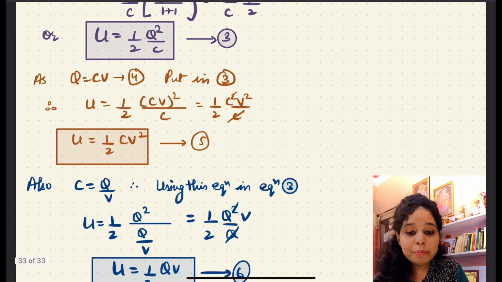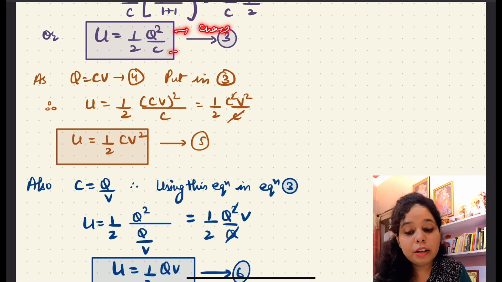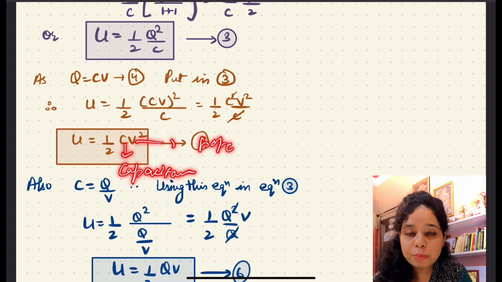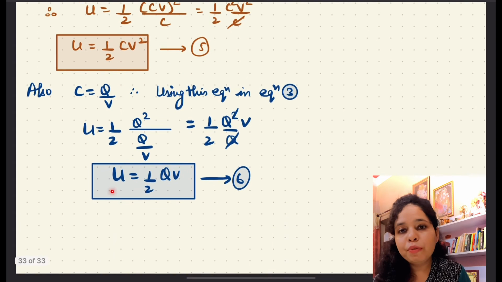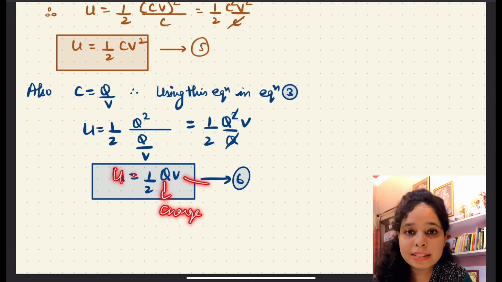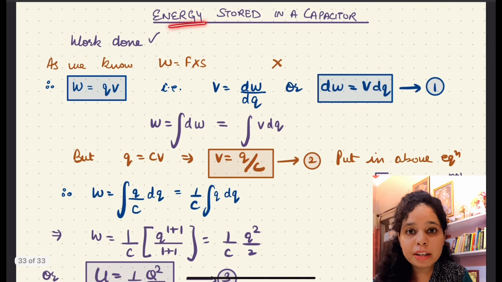So that means we are having 3 different equations: equation number 3, U is equal to half Q square by C, equation number 5, and equation number 6, where Q is representing charge and C is representing capacitance. That is, the first equation is in terms of charge and capacitance of a capacitor. Then equation number 5 is half CV square, where C is capacitance and V is potential. That means we can use this equation when we have capacitance and potential. And the sixth equation, that is U is equal to half QV, is in terms of charge and potential.